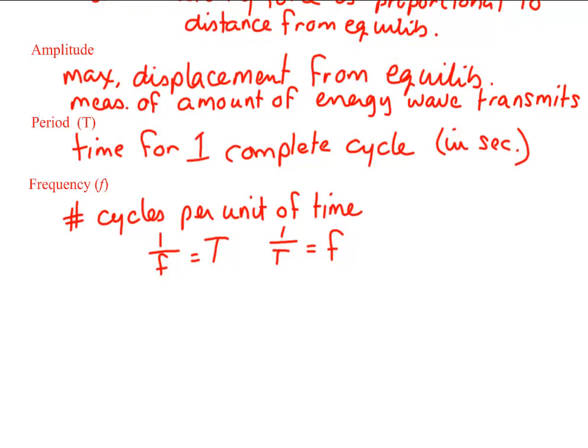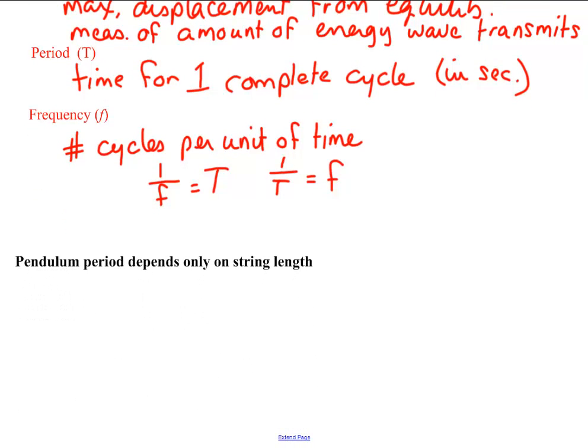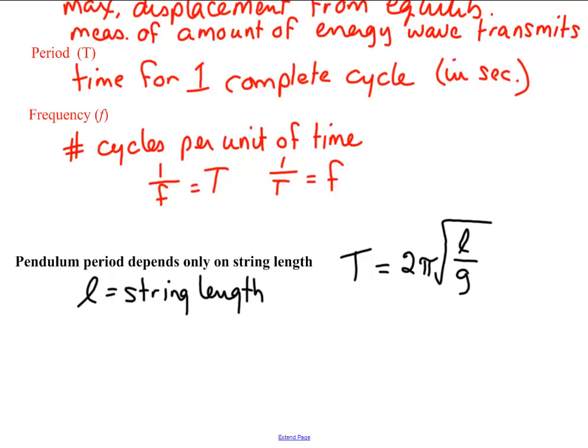What ultimately we should find is when we're looking at a pendulum, the period of the pendulum depends really only on the length of the string. And the equation for that looks like this. So the period, or the time for the pendulum to swing back and forth, is equal to 2 pi times the square root of L over g. L is the string length, or the rope or the cord, or whatever the pendulum uses to suspend the pendulum bob. g is gravitational field strength.